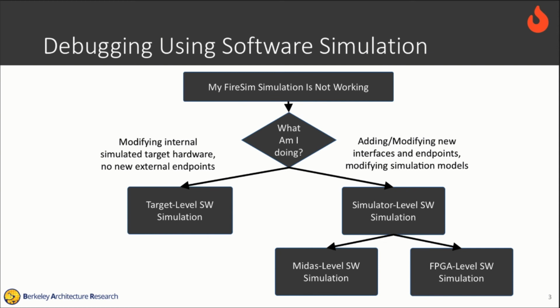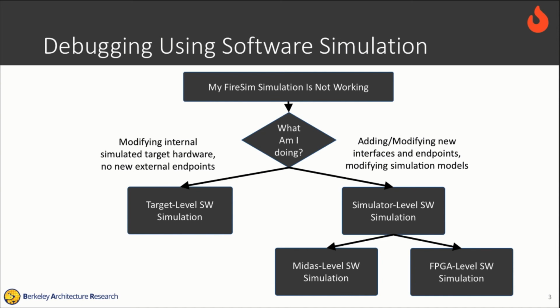But basically, we have kind of a flow diagram here that says if you're just modifying the internals of Rocket Chip or BOOM, you change the branch predictor and you think it's going to do better, then usually target level software simulation will be enough. That's exactly the software simulation you get in Project Template and Rocket Chip because it doesn't have any external interfaces that we changed or had an impact.